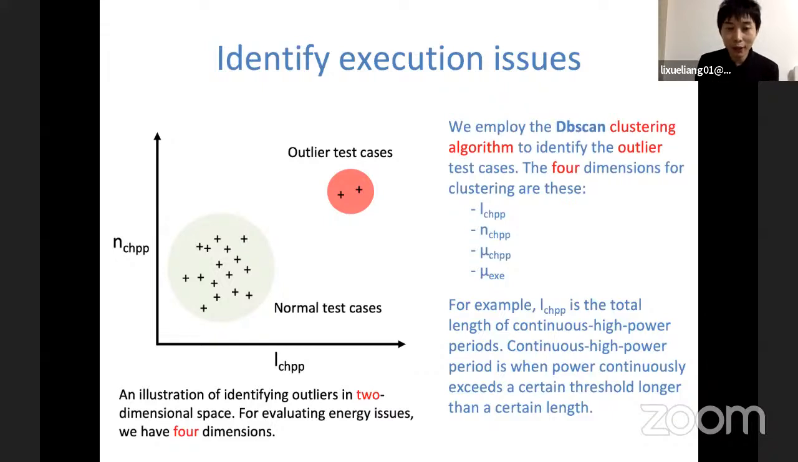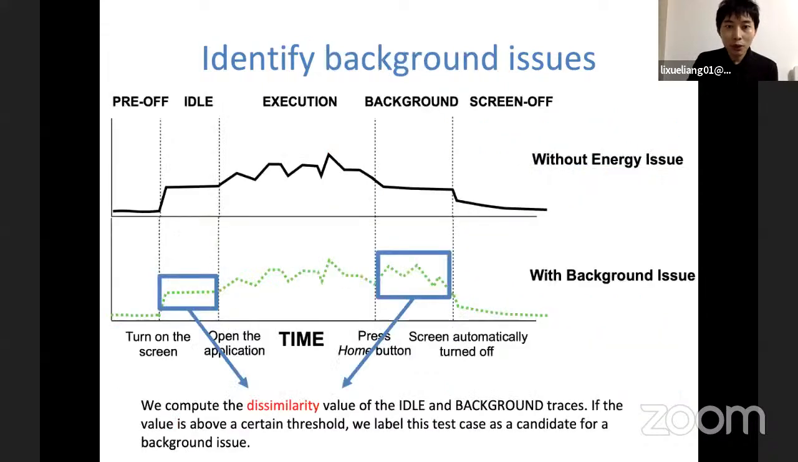And this left side diagram shows an example. It's in 2-dimensional space. In practice, we have 4 dimensions, but here's an example to show how to identify outliers. We can see that the outlier test case has a very high NCHPP and LCHPP compared with the normal test cases.